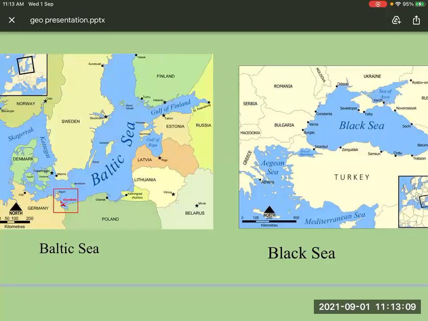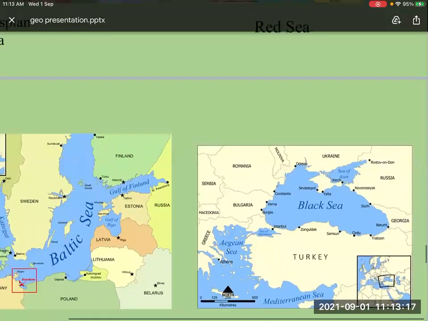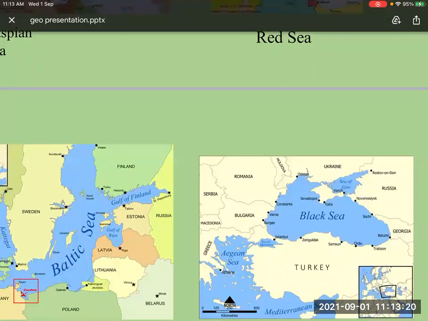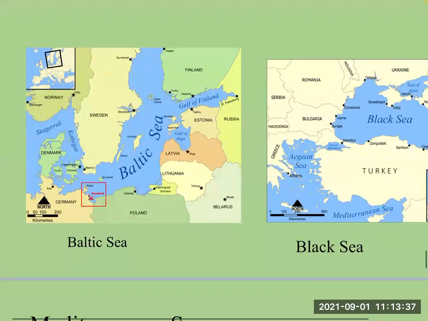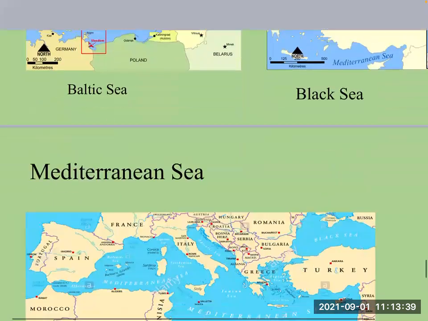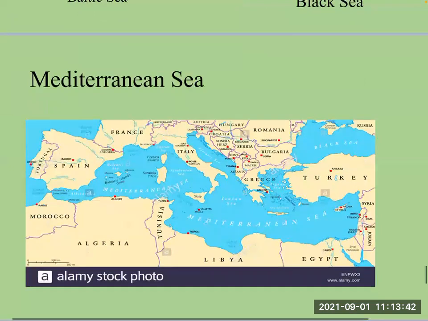All these seas are surrounded by the landmass. They don't have an open boundary. Even the Black Sea is surrounded by many countries, Ukraine, Romania, Turkey, Russia. It is a landlocked sea. That means the sea is surrounded by the landmass. It is a closed sea. That is called what? Landlocked seas. Here the Mediterranean Sea is also surrounded by the landmass, by the European countries, the African continent, and Asia.